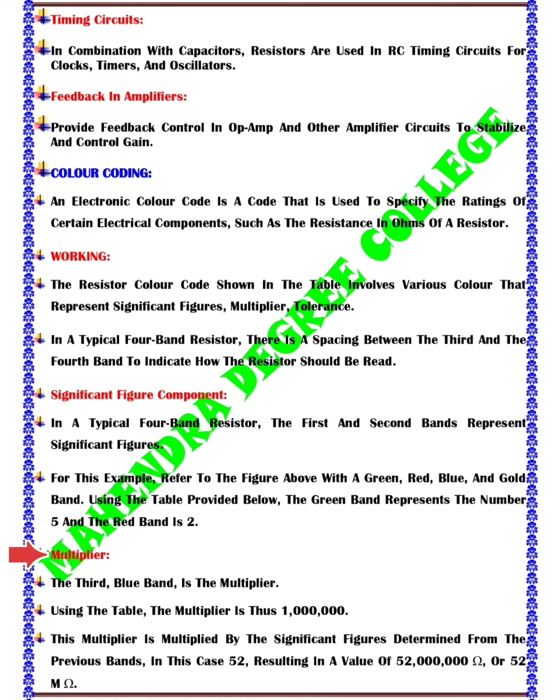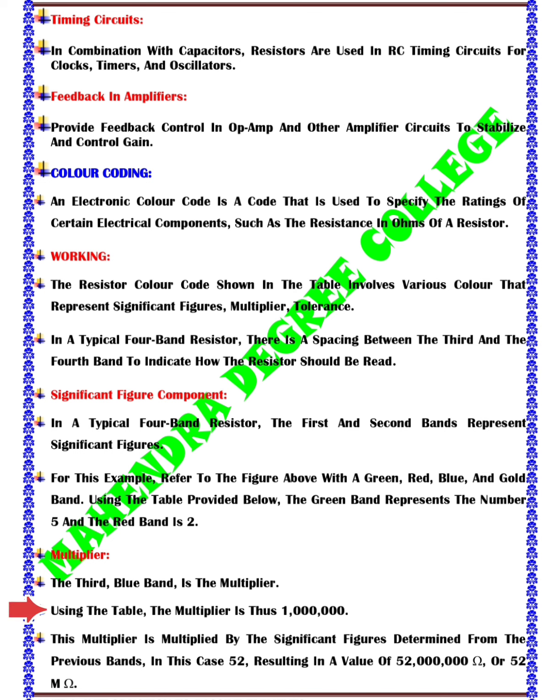Next, we discuss the multiplier. Multiplier means the third band. The multiplier indicates the power of 10 by which the significant figures are multiplied. For example, a red band would mean the resistance value is the significant figures multiplied by 100. The third, blue band, is the multiplier.